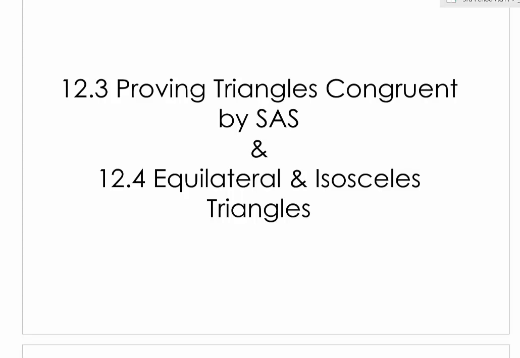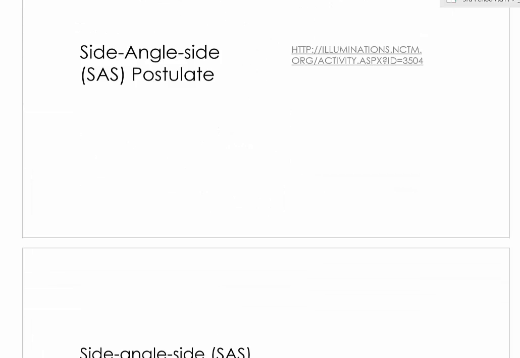Okay, so we are talking about proving triangles congruent by side angle side, or SAS. In the past, we had to prove all 6 things in the triangle were congruent. We had to prove that all 3 sides were congruent in both triangles and all 3 angles. But now we have a shortcut called SAS, or side angle side.